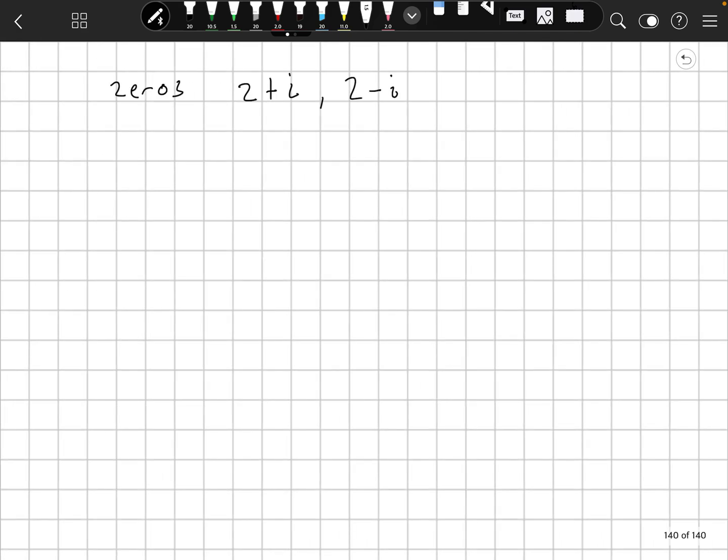Okay, let's do one that's just a little more difficult. This time we're going to do it with complex numbers. So let's say x minus 2 plus i times x minus 2 minus i. Kind of like that. And you can already start to see that it's going to be a little more complicated.